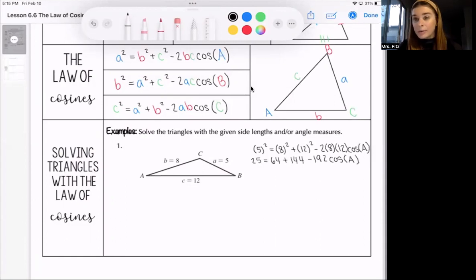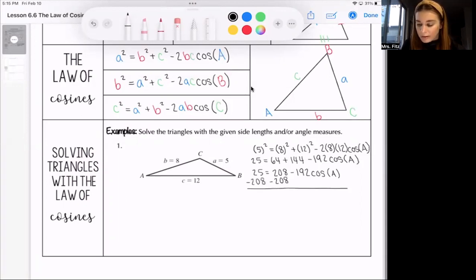We basically want to get cosine of A by itself, so that way we can go ahead and solve for that missing angle measure. Okay, so the next step, we're going to combine. We get 25 equals 208 minus 192 cosine of A. And then from here, we're going to go ahead and subtract 208 from both sides.